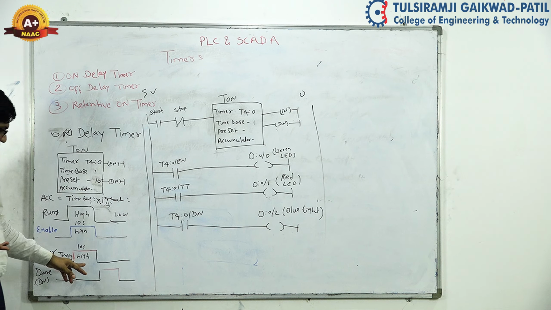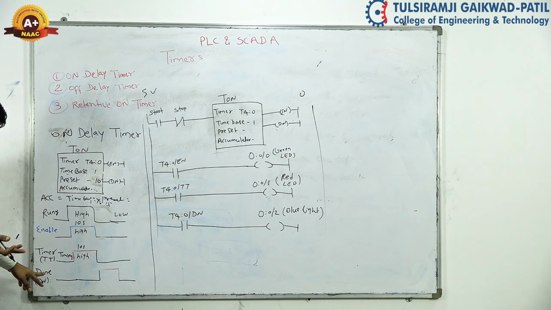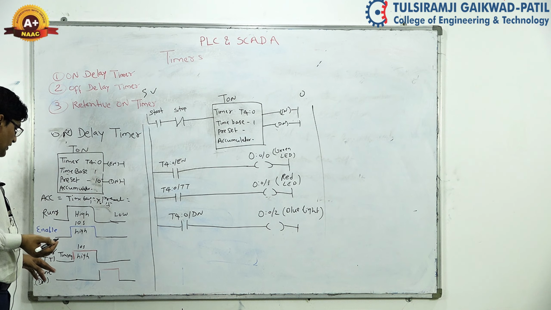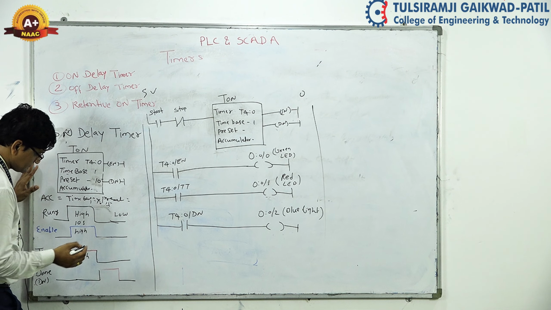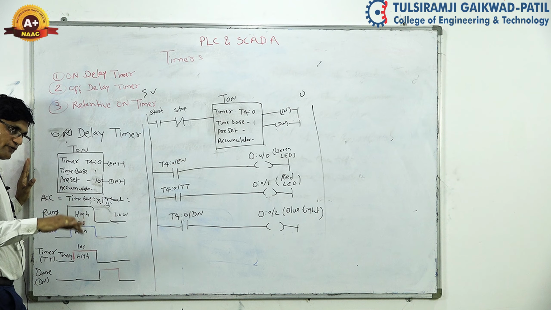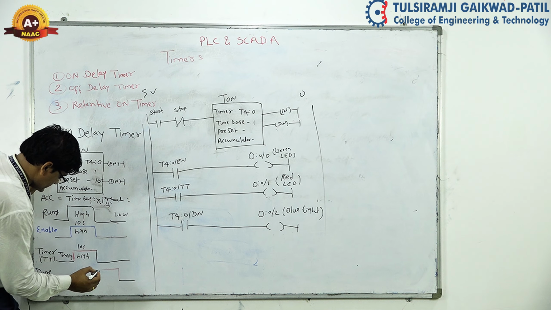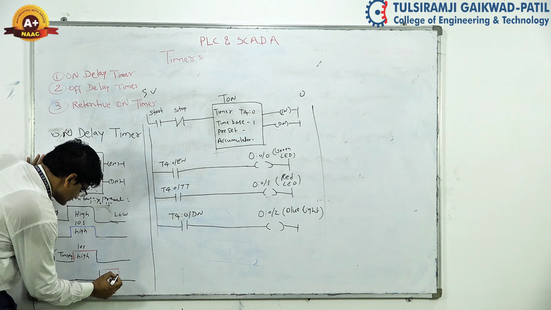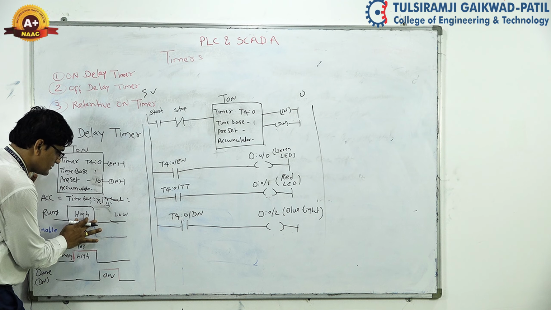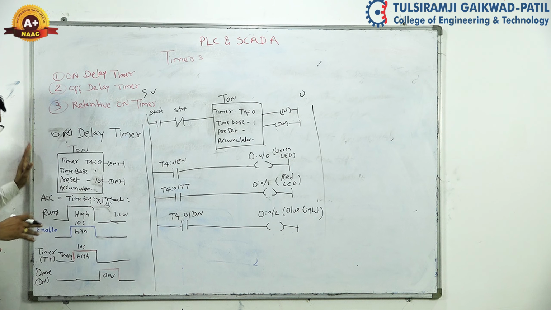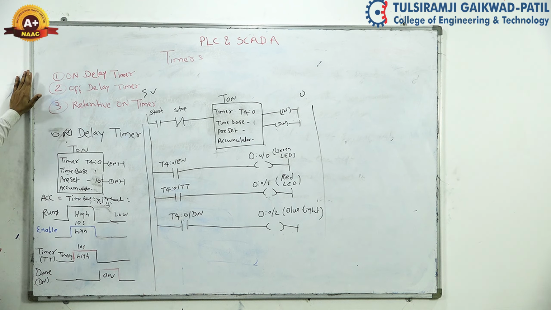After the 10 seconds, what will happen? This done bit will be active. It is the third bit of the on delay timer. This bit will be active after 10 seconds or equal to 10, and then this done bit will be on, and this happens as long as the rung is on.